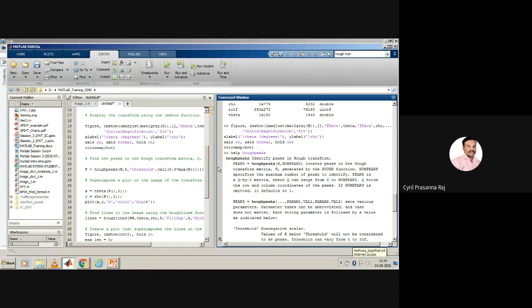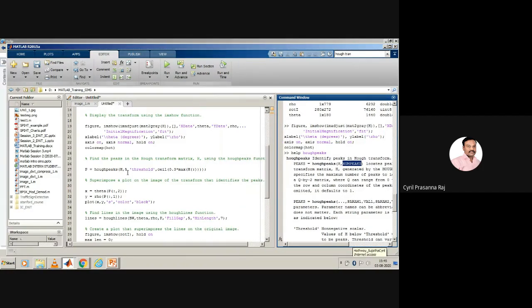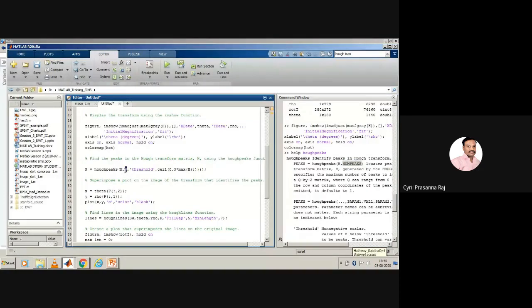If you see here, we are using two variables: H, the output of the Hough transform, and the number of peaks. Using this, we can find out how many peaks are here. So here we define that we need only 5 peaks.